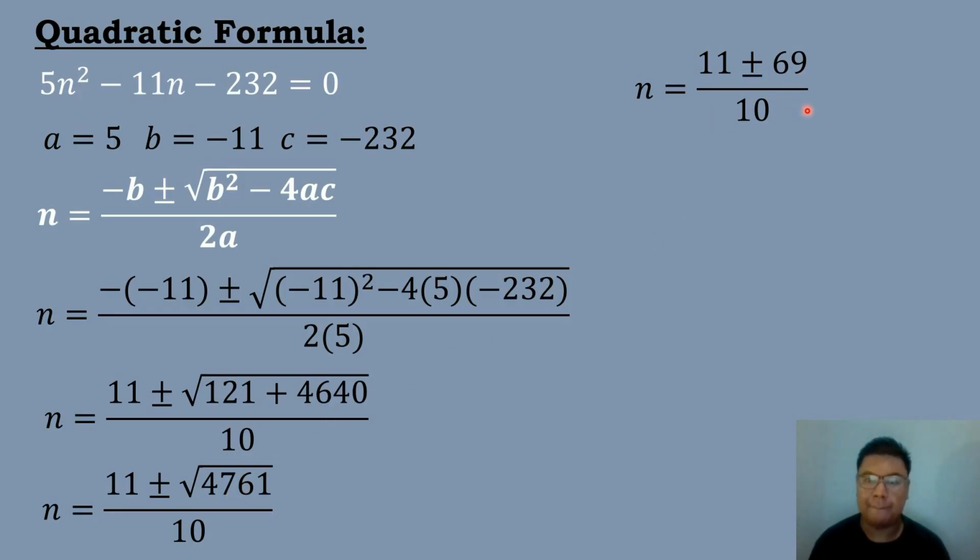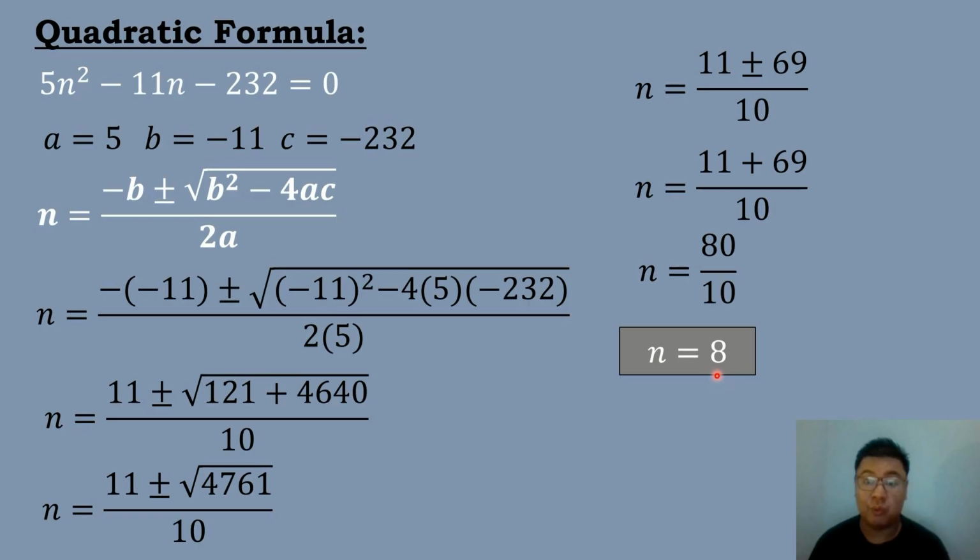So we will be computing the roots of the quadratic equation. Since this is quadratic, we have two roots. But the number of terms we are computing is a positive number. So therefore, we will get only the positive value of n. So we will solve for n sub 1, which is equal to 11 plus 69, which is equal to 80, divided by 10. So n will be equal to 8.